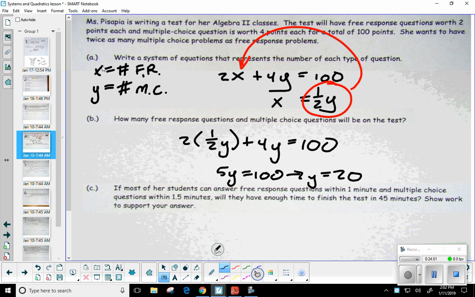And now what? Let's see, Karime, what equation would you like to use to solve for X? Okay. And this is also another reason why people prefer substitution. Will either equation work? Yes, but I would probably lean towards the equation that's already solved for the one I'm looking for. X is just 1/2 Y, so I know this would be 1/2 of 20, so that would be 10. So I know there's got to be 10 free response and 20 multiple choice questions.